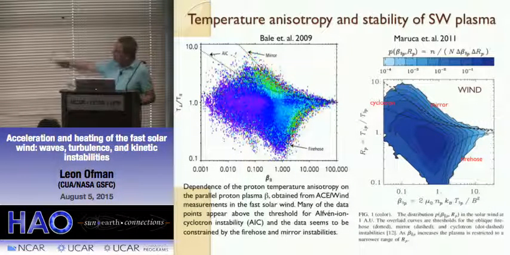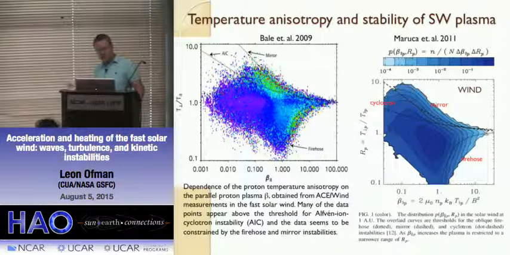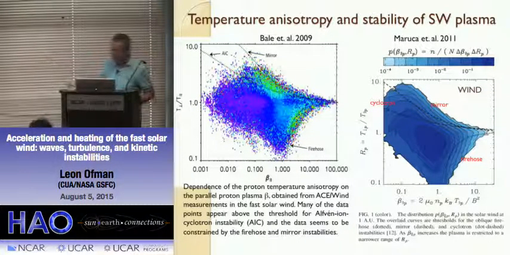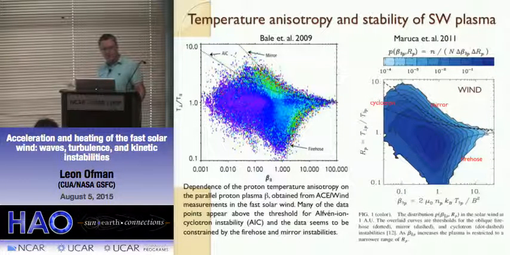Okay, and here these curves mark the thresholds of these instabilities. There is a mirror instability, the ion cyclotron instability, and the firehose instability, and they are also marked here. So this sort of provides us a strong clue or direction of study.